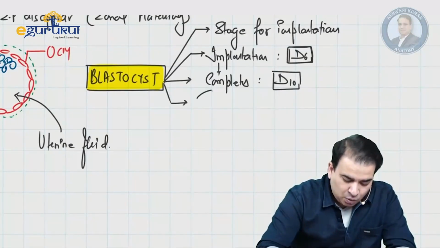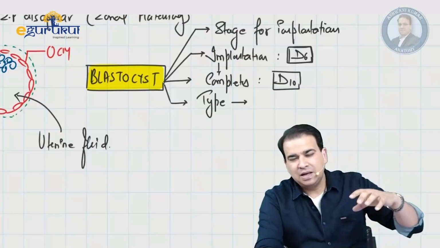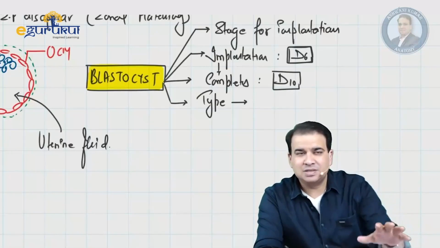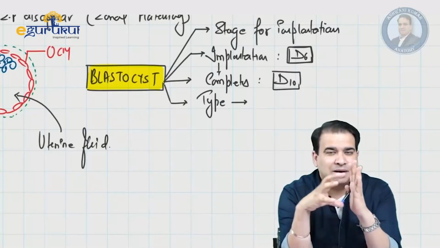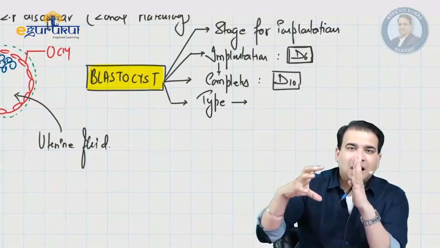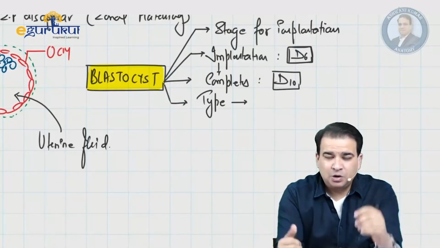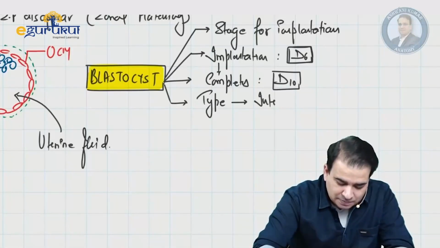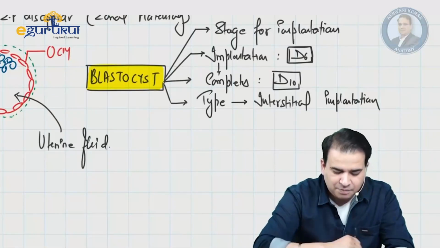Another question. What is the type of implantation, guys? What is the type of implantation humans exhibit? As I just said, the conceptus enters the uterine cavity and completely invades the endometrium. So it is a type of interstitial implantation. In certain mammals, implantation takes place, but it is not a complete implantation. Half the conceptus goes inside the endometrium, half stays inside the uterine cavity throughout the pregnancy. But in human beings, it all goes inside the endometrium and we call it interstitial implantation. That's the type of implantation.